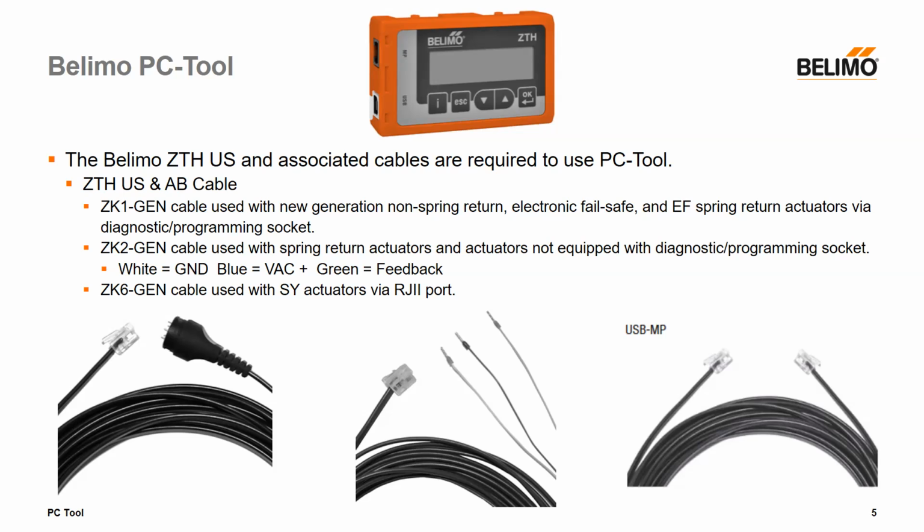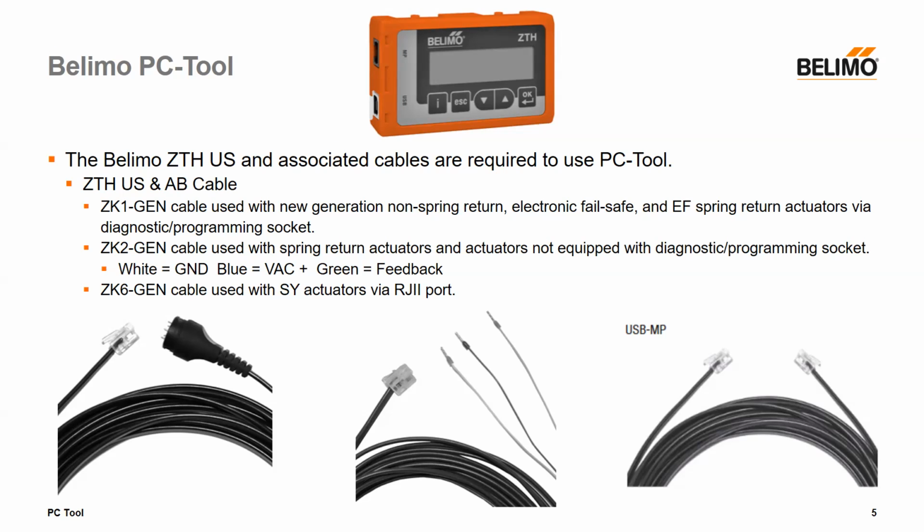The majority of our spring return actuators, you have to wire into directly using the ZK2 Gen actuator or cable, which is in the middle. This is a 3-wire cable, and you connect it to the actuator's common, the white to the ground or the common cable, the blue of the ZK2 Gen to the positive or the VAC alternating current, what would normally be the red wire on the actuator. And then the green wire of the ZK2 Gen cable connects to the feedback wire. In most cases, that's going to be an orange wire.